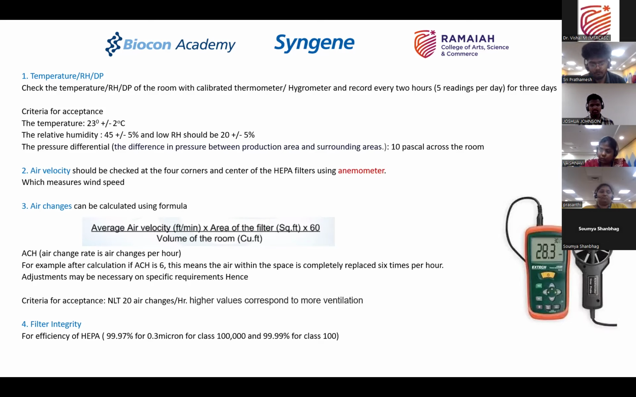So differential pressure, DP. What is the DP? It is the difference between the pressure in different areas like the production area, surrounding area, laminar airflow area, clean room area. Differential pressure is counted in the unit of pascals. The acceptable differential pressure can be 10 pascals across the room. This is the standard set by the regulatory body.